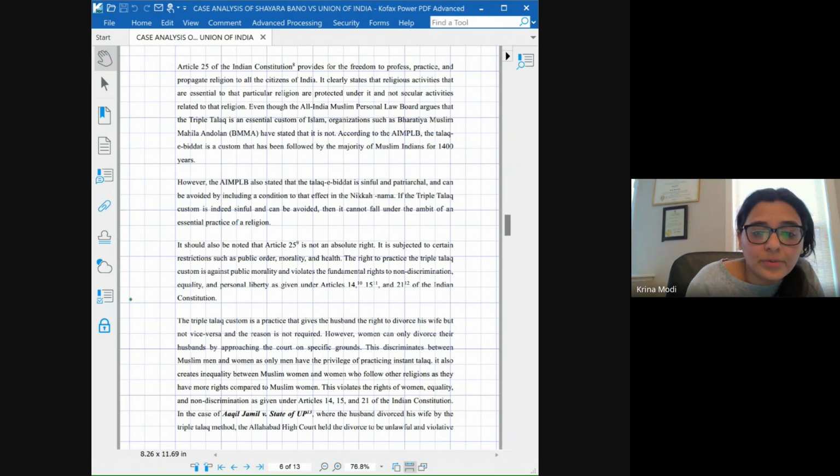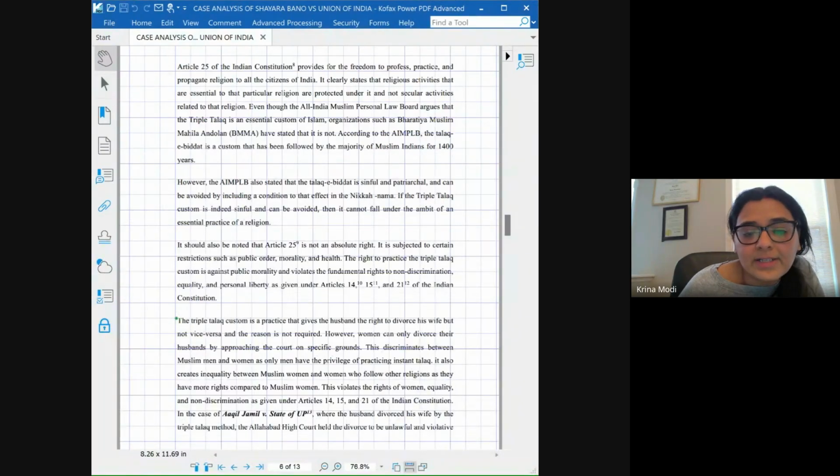It should also be noted that Article 25 is not an absolute right. It is subject to certain restrictions such as public order, morality, and health. So the right to practice the triple talaq custom is against public morality and violates the fundamental rights to non-discrimination, equality, and personal liberty as given under Articles 14, 15, and 21 of the Indian Constitution.